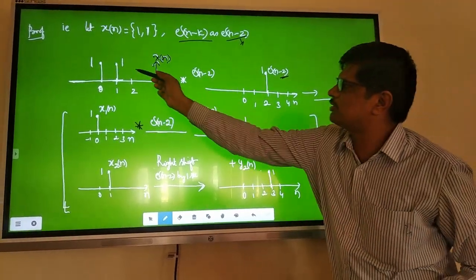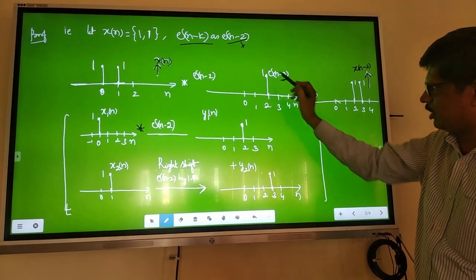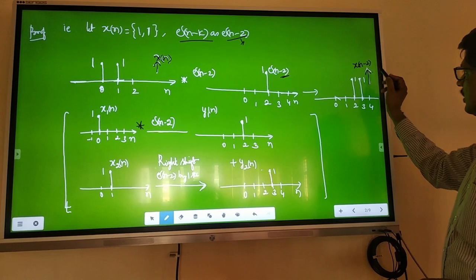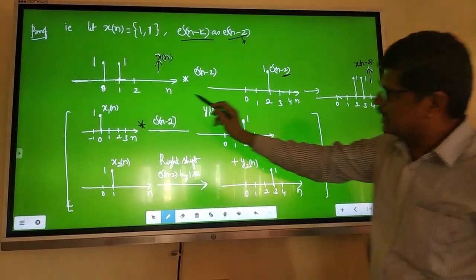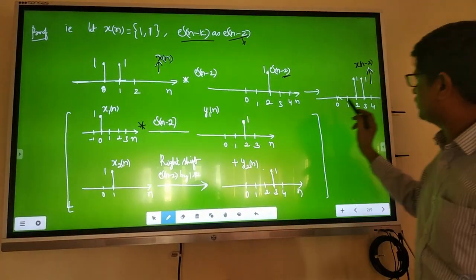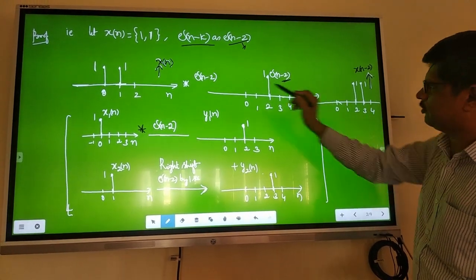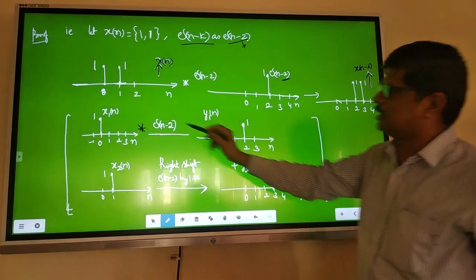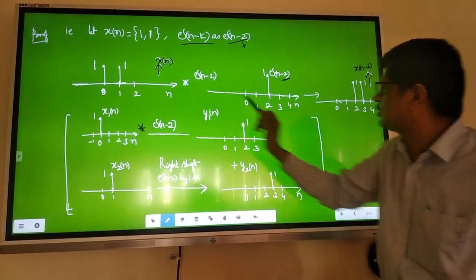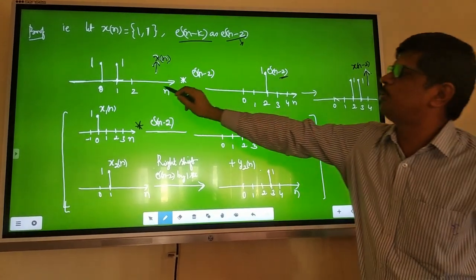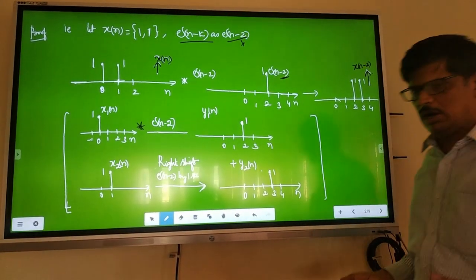How to prove this? Here, see the 2 sequences I have taken. Delta of n minus 2 is 1. When you convolve, you will get x of n minus 2. That means x of n starts after 2 seconds. At 2 it is 1, at 3 it is 1, where earlier at 0 it was 1, at 1 it was 1. That is shifted by 2. Now let's see the proof. How do you get this?